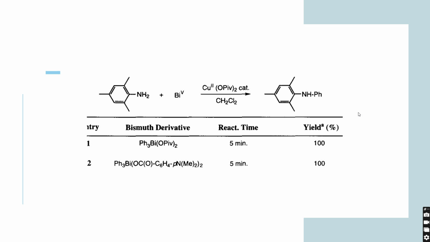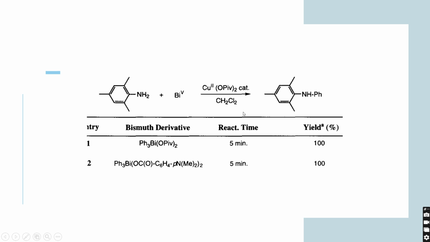Now here we have a bismuth based reagent. What is happening here, you can see an aryl amine is present and it is reacting with an aryl bismuth reagent. This bismuth in plus 5 oxidation state is denoting these two kinds of reagents. It contains aryl groups which are transferable. And this O-pivalyl or this ester moiety which is present, those are nothing but the ligands on the bismuth center. You just have to notice the aryl groups present on the bismuth center because those are transferable. Again this reaction is catalyzed by a copper 2 catalyst and it is carried out in DCM solvent.